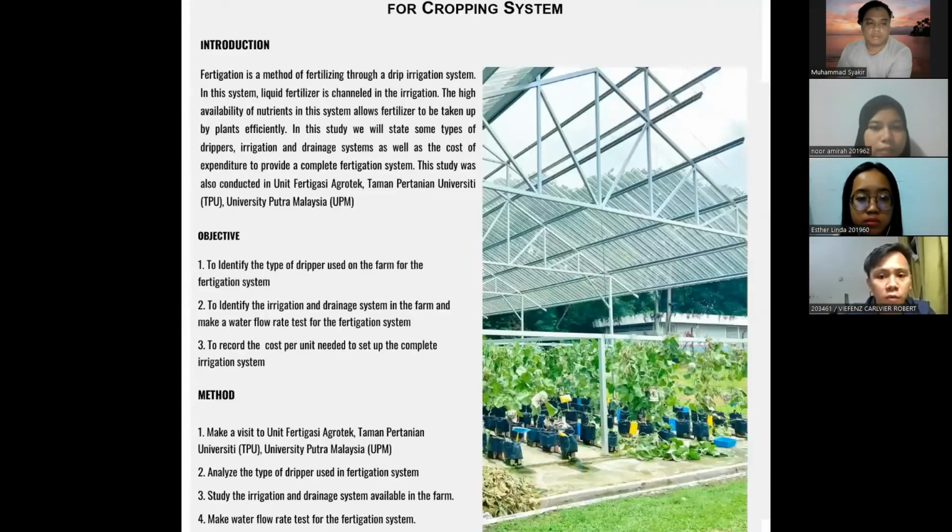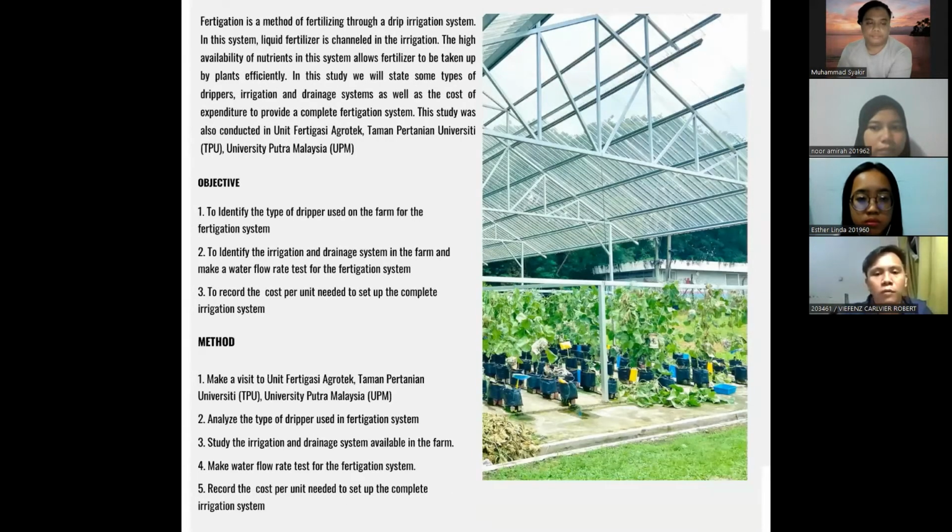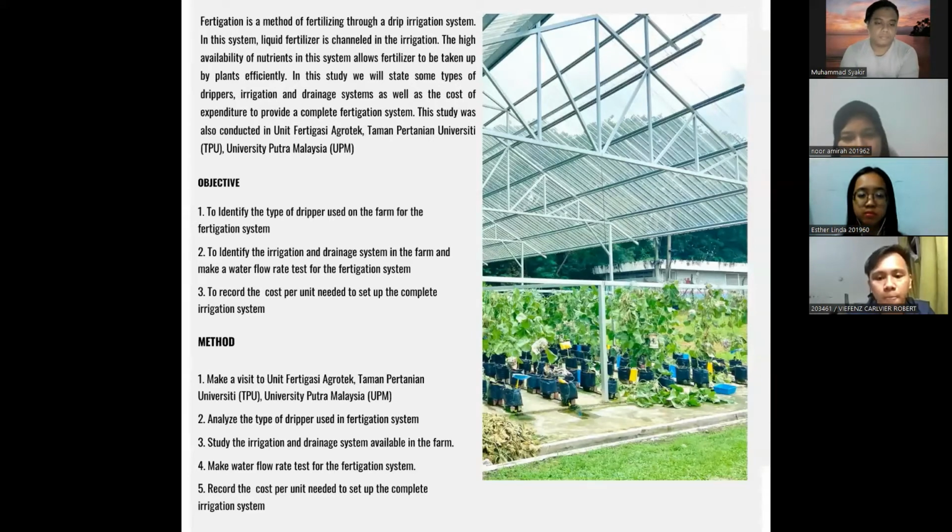Our objective for this study is we have 3 objectives. The first objective is to identify the type of dripper used on the farm for the fertigation system. Second, to identify the irrigation and drainage system in the farm and make a water flow rate test for the fertigation system. And third, to record the cost per unit needed to set up the complete irrigation system.